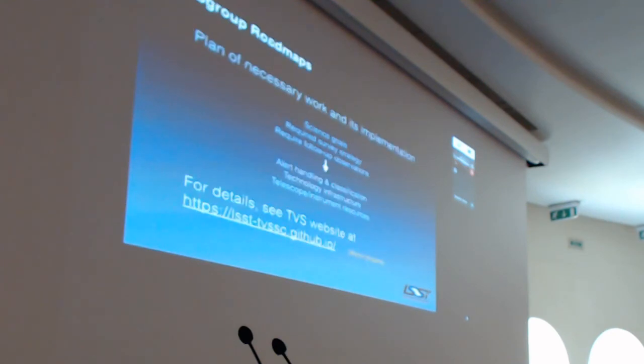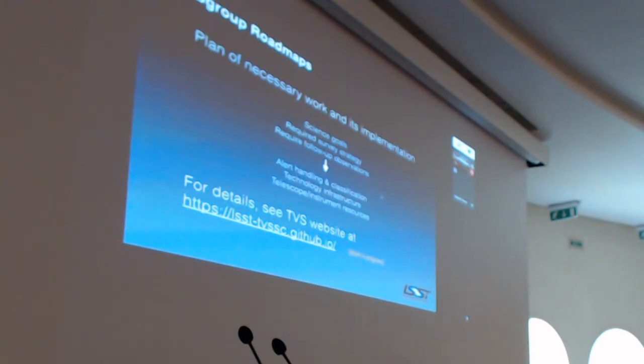And to this end, we've asked all of the subgroups to put together roadmaps. This is a plan of what work is necessary and also to describe how it's going to be implemented. So these begin with the science goals and refer to the survey strategies necessary to obtain the targets of interest and also detail any follow-up observations that may be required and drill down to the details of the technical handling of alerts, the classification of those particular target types, and what kind of infrastructure technology is going to be required in order to achieve that science.